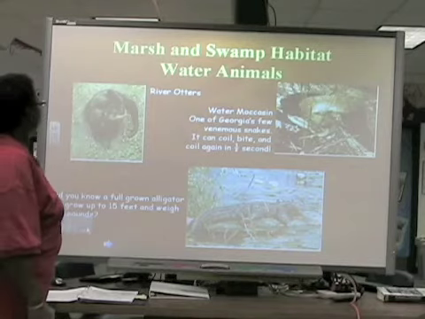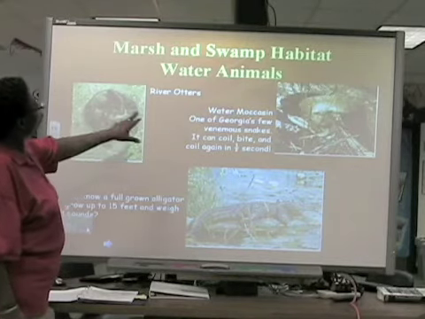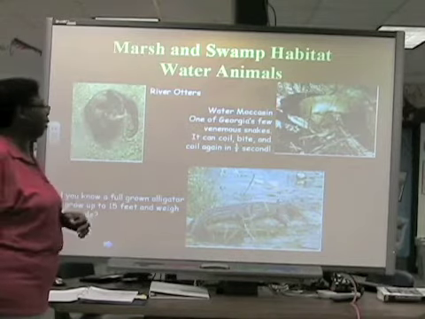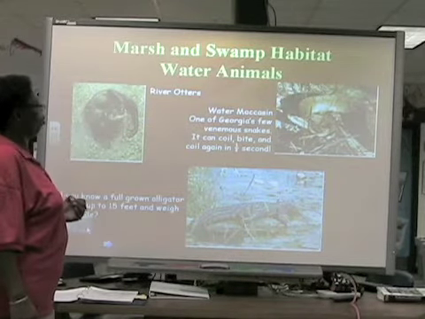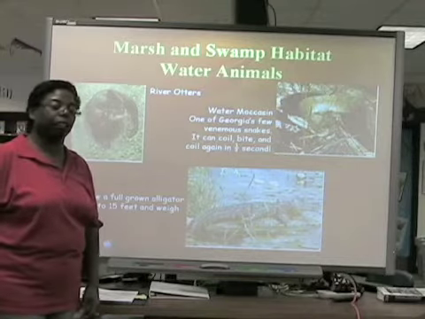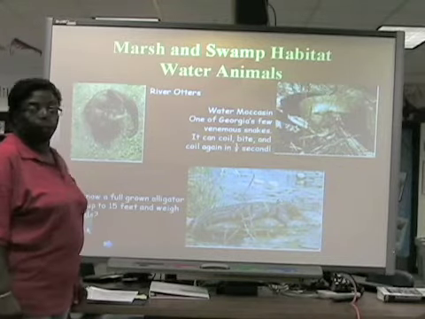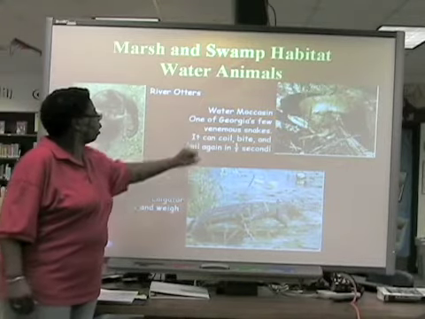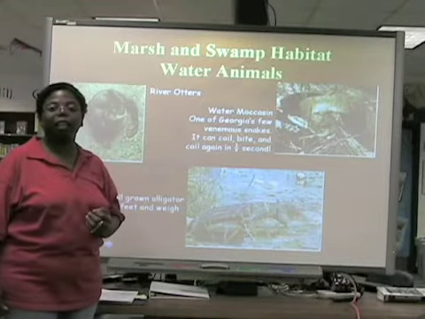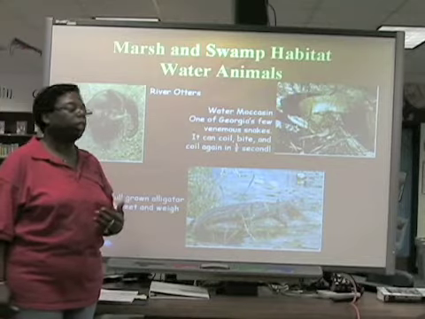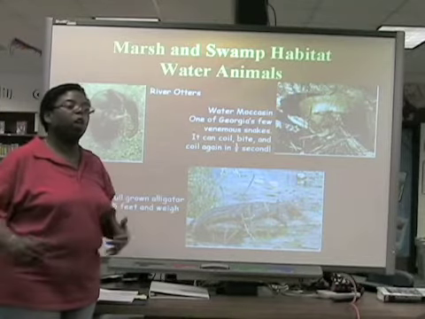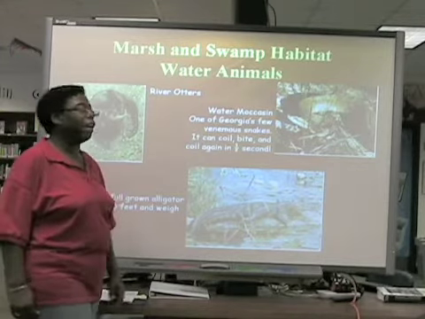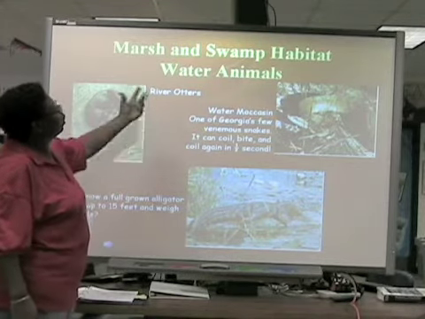Water animals. We have river otters, water moccasin. It says one of Georgia's few venomous snakes. It can coil, bite, and coil again in half a second. That's quick. Now, some of you may not know what it means to have a venomous snake. That means it is poisonous. And although Georgia is not overrun with a bunch of poisonous snakes, this is one of the few that you would find. And where would you find it, according to this?